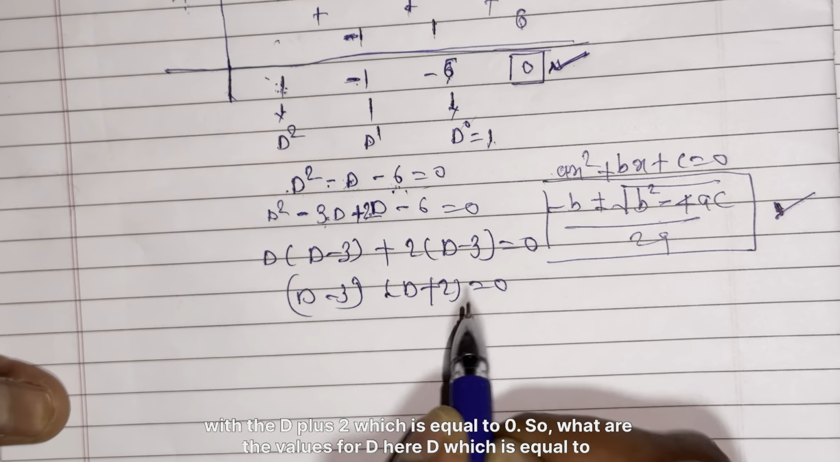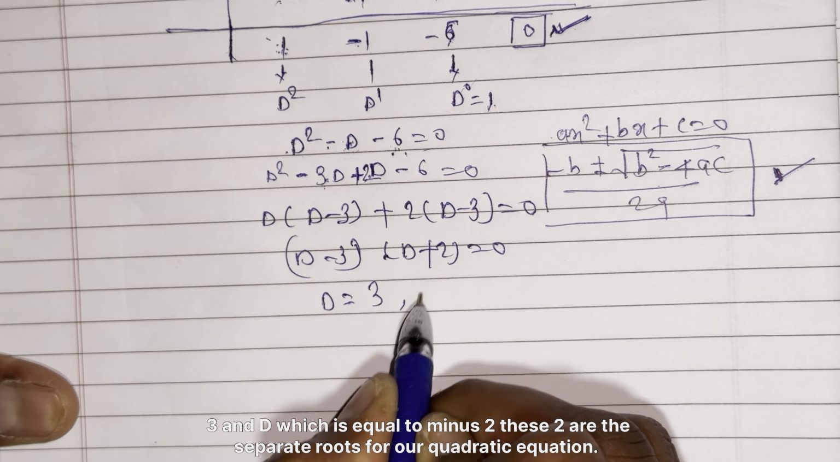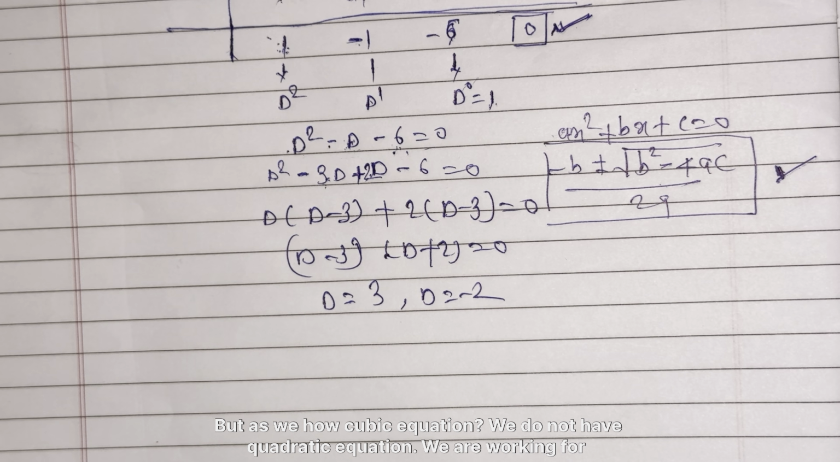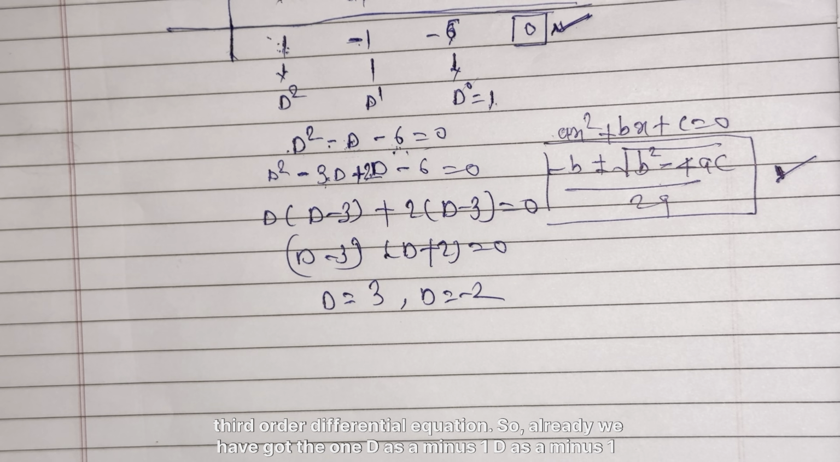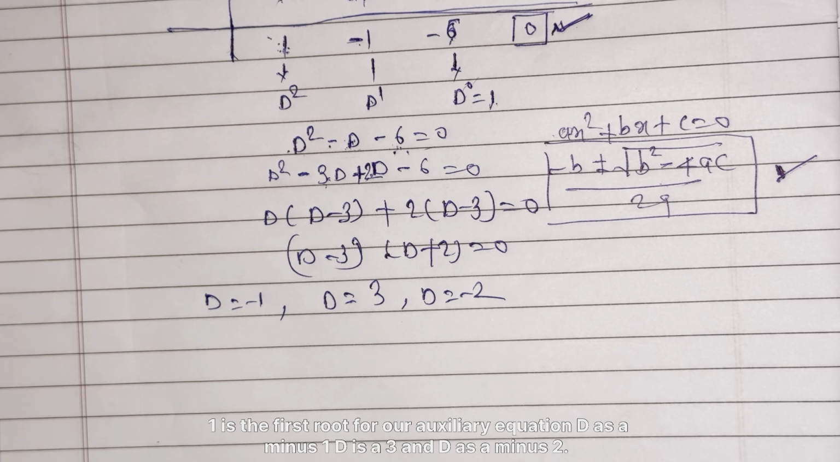So what are the values for D here? D is equal to 3 and D is equal to -2. These two are the separate roots for our quadratic equation. But as we have a cubic equation, we are working on a third order differential equation. So we already have D = -1 as the first root for our auxiliary equation.